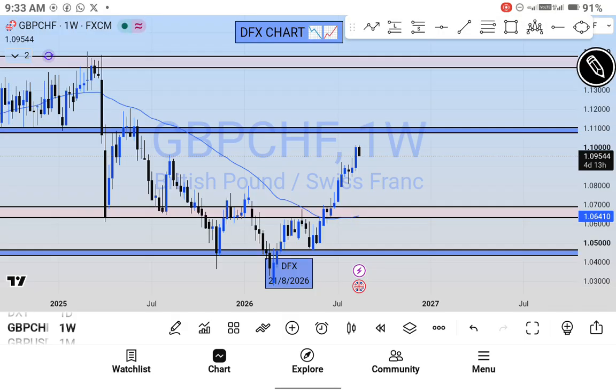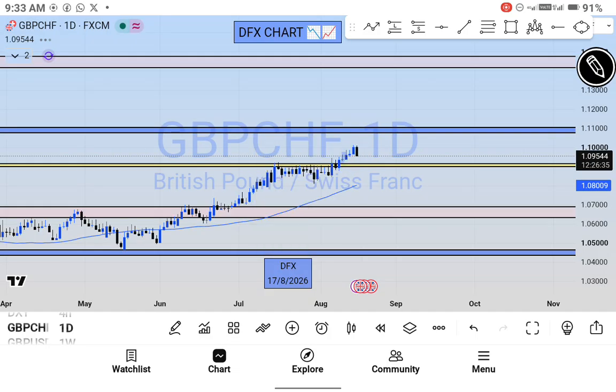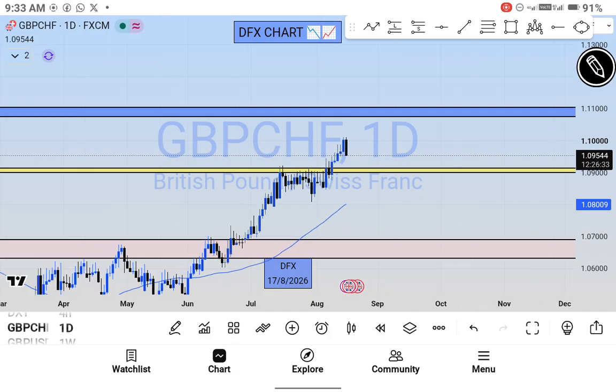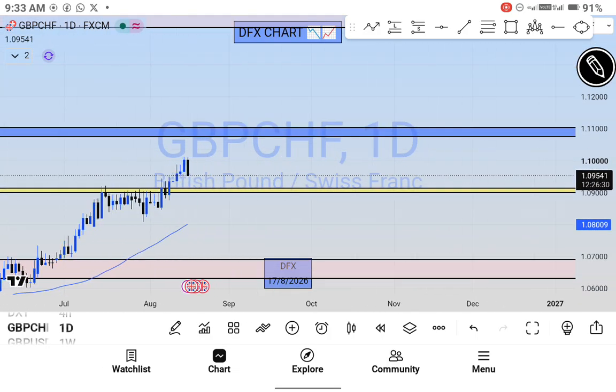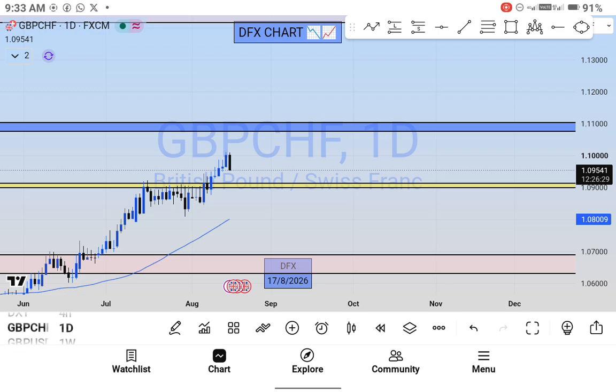So now scaling down to daily time frame for more meaning into the analysis. Now on the daily time frame, we will see that we have a break above this monthly resistance. So we have a daily resistance. So we're waiting for a retest in this daily zone before we look for buying opportunity to this point.